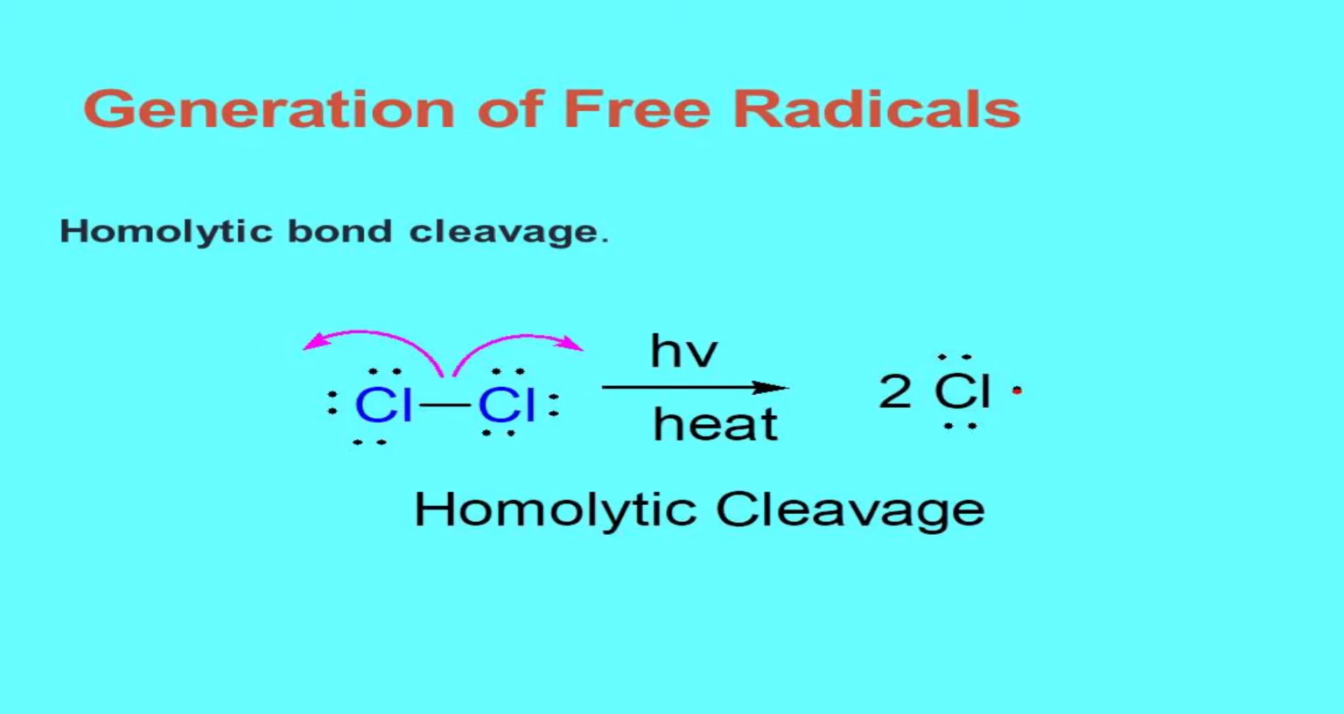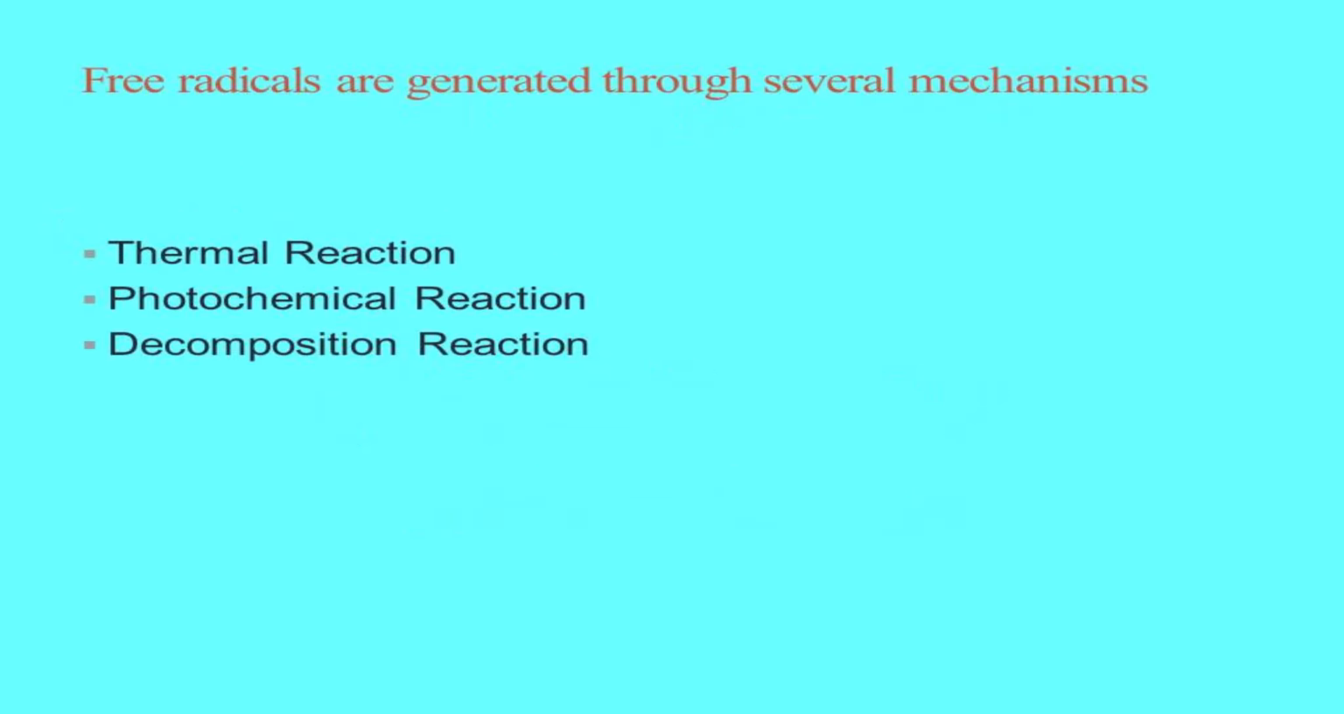Generation of free radicals. Free radicals are generated through several mechanisms. The most important factor responsible for the formation of free radicals is homolytic cleavage. When a covalent bond breaks evenly, each fragment retains one electron. The first reaction for the formation of free radicals is thermal cleavage.